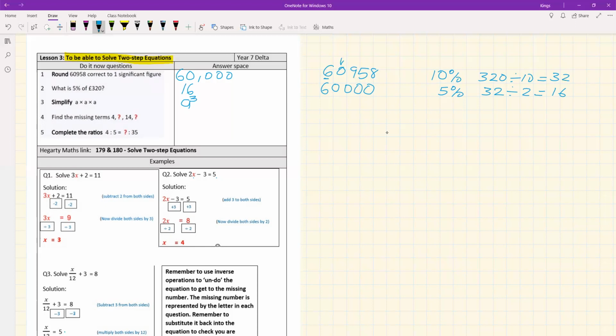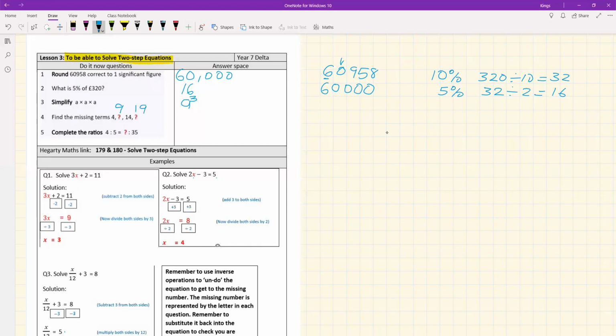Number 4, we have missing terms in a sequence. So we've got 4, something, 14, and then something. So what you do is take 4 from 14, which is 10, then split 10 into 2, and that gives us 5. So add 5 to 4, that is 9. Add 5 to 9, that's 14. Add 5 to 14, and that gives us 19. So the missing terms are 9 and 19.